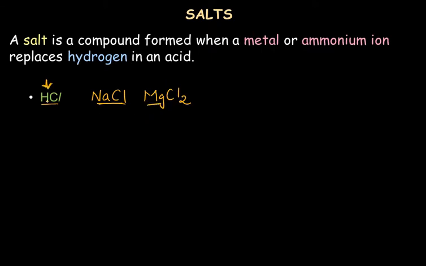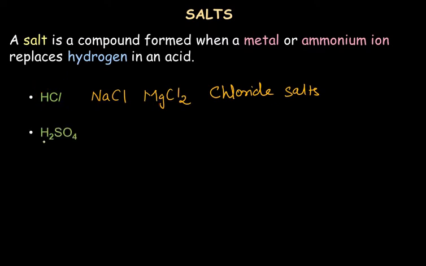So in short, we can say that when hydrogen is replaced by a metal, especially in hydrochloric acid, then the salts formed will be chloride salts. Chloride salts in the sense sodium chloride, magnesium chloride, calcium chloride. Such chloride salts will be formed when hydrochloric acid reacts with some metal or metal compounds.